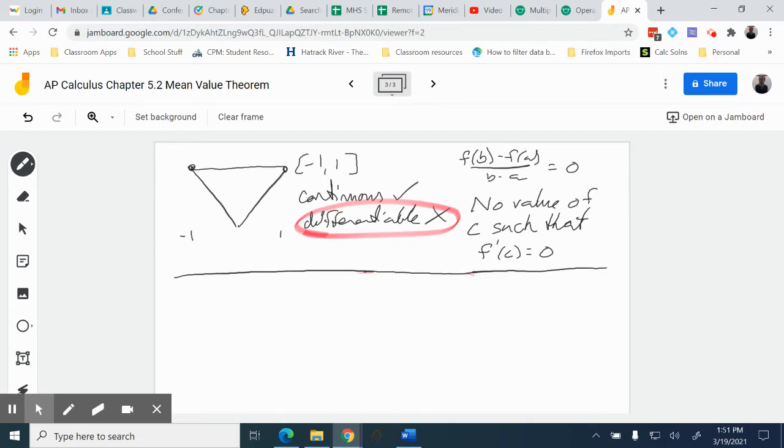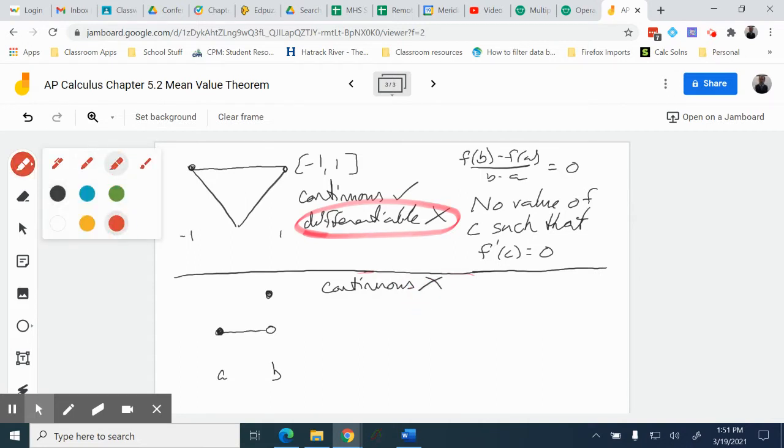Let's look at another function, which is discontinuous. This is a, this is b. Notice, so this fails the continuous condition. And we're not even going to worry about the differentiable part because it's already failed the continuous. And let's see what happens.